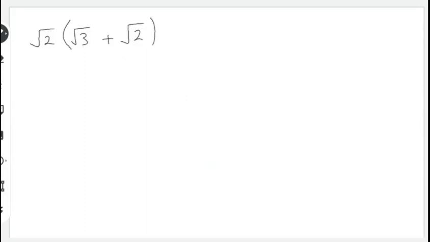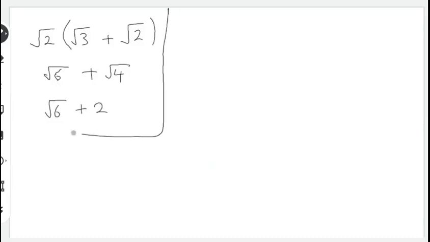because root 2 times root 3, and then root 2 times root 2. But what is root 4? 2. Right, so we can write it as root 6 plus 2. All good so far? Yeah. Cool. Okay.